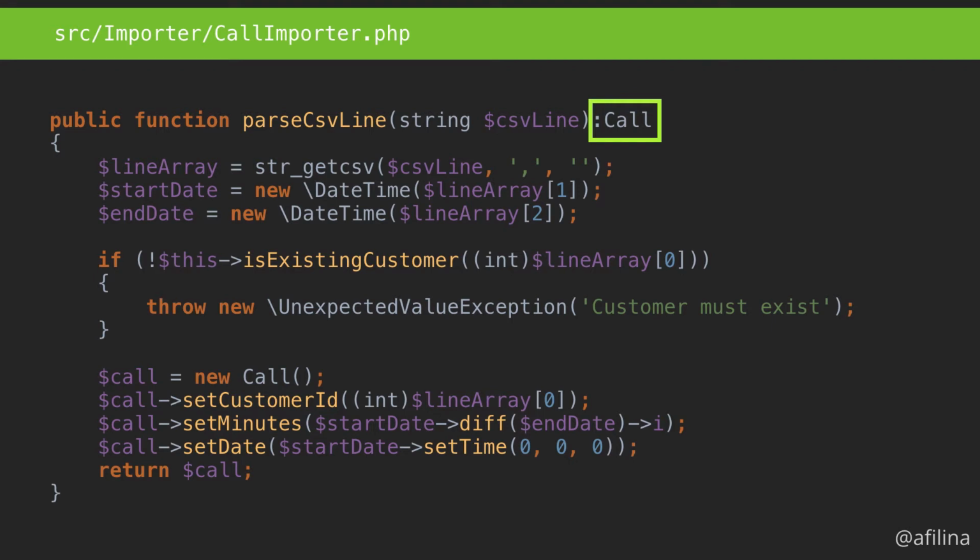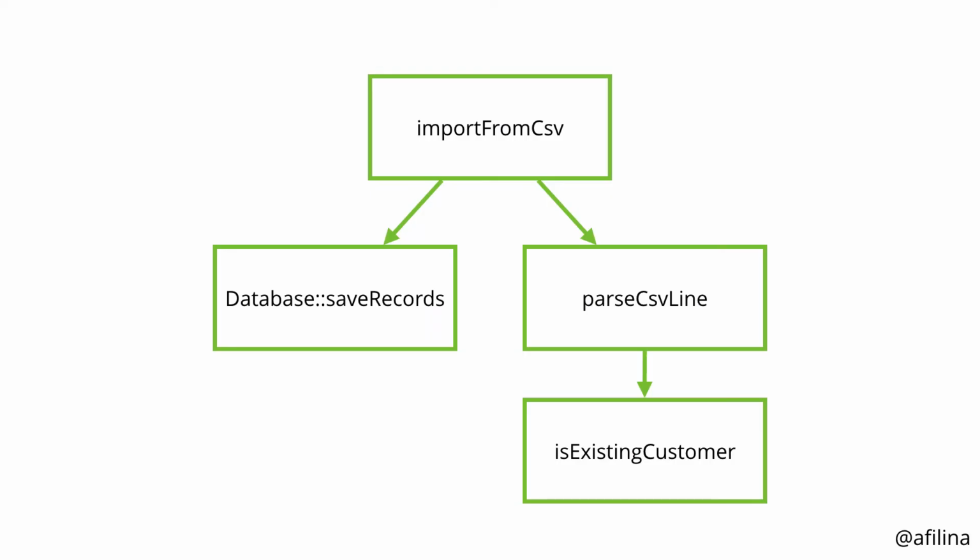Note that the return type here ensures that if anything other than a Call instance is returned by the method, PHP will fail with a type error, so you won't need to write a test to assert that. Hey, fewer tests! Let's view this dependency chain on a diagram.